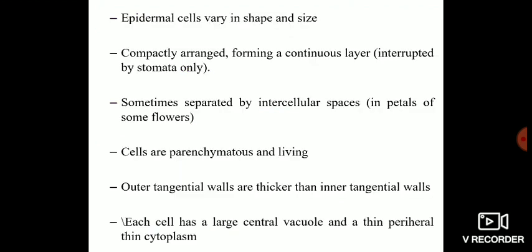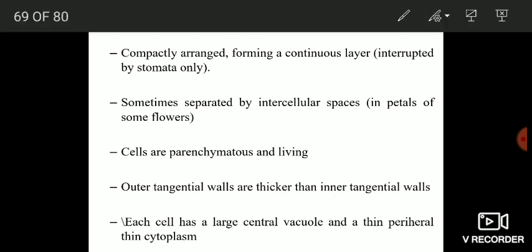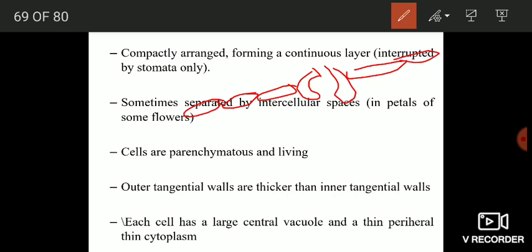The epidermal cells vary in their size and shape. These cells are compactly arranged and they form a continuous layer, but they are interrupted by stomata in case of leaves. In case of leaves, you will see that the epidermis is at some points interrupted by stomata. Here you can see these are the epidermal cells, and at this point they are interrupted by the stomata.